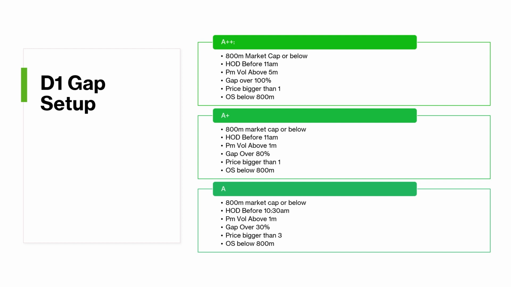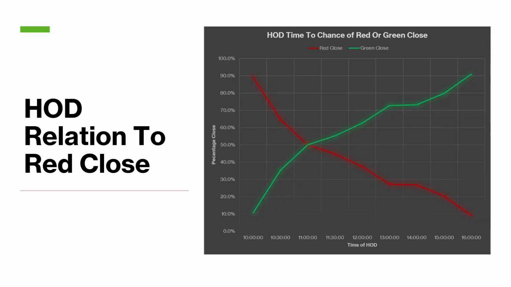Now, we'll also be going over in the next slide how high of day time is a figure I use during the trading day for trade management and entries. High of day, as shown in this chart, has a relation to red close and green close. So let's briefly go through why I use it as a criteria for trade management.